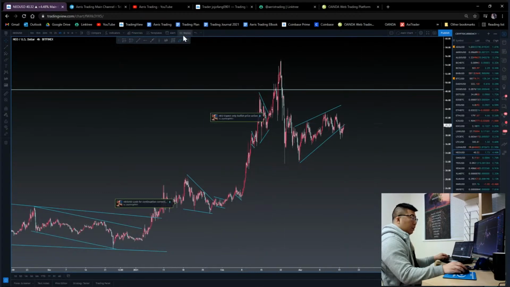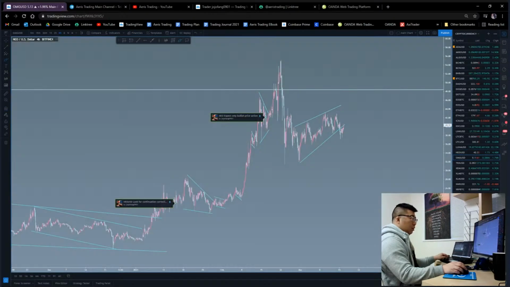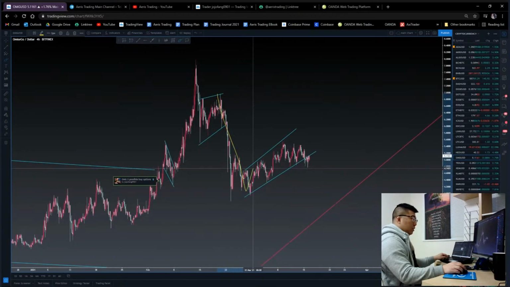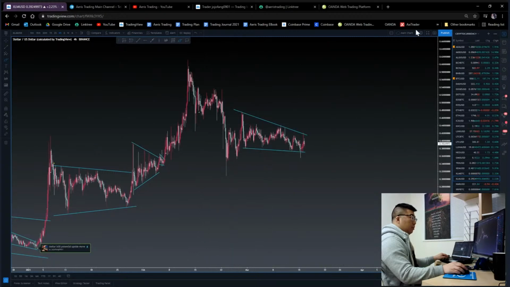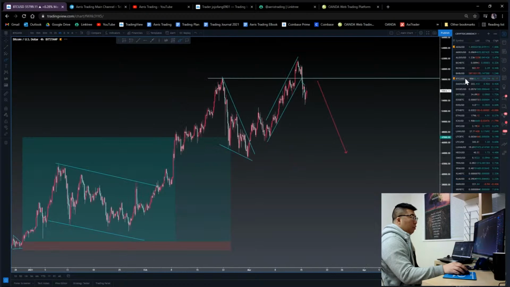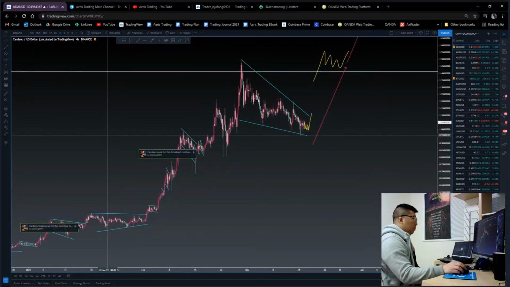What else do I want to talk about? NEO, yeah, same idea. Push down here followed by a correction. So really, my whole point is to show you guys I don't see too much bullish price action in most of the crypto. They all look like they could still be in a bearish move. Okay, so be careful out there if you're in these cryptos, whether you're in to hold or you're in to trade. Just be careful of them. Okay.